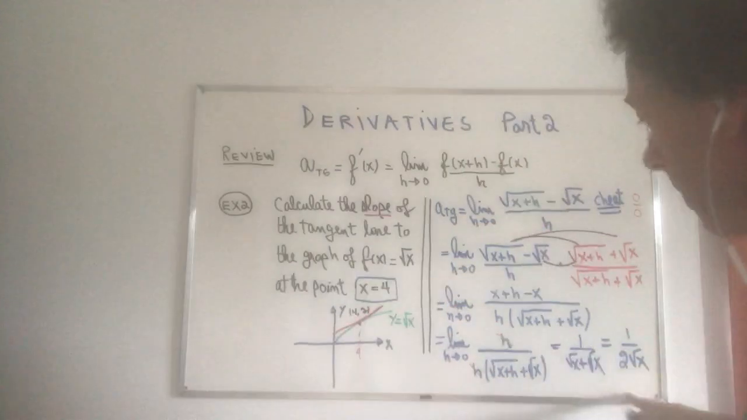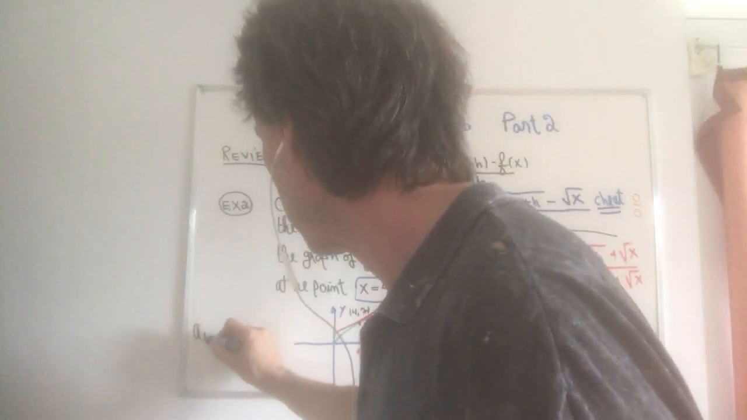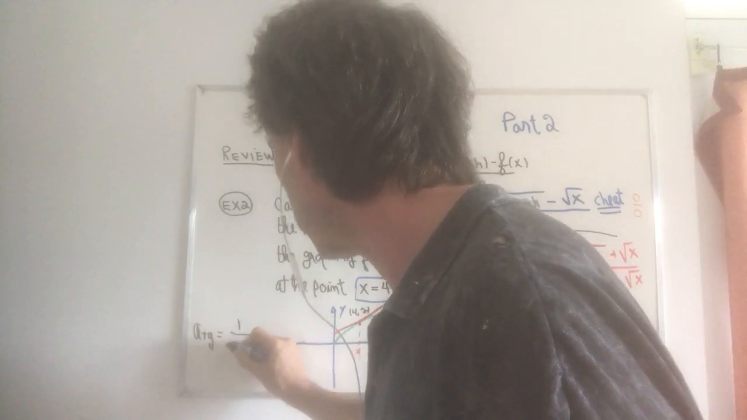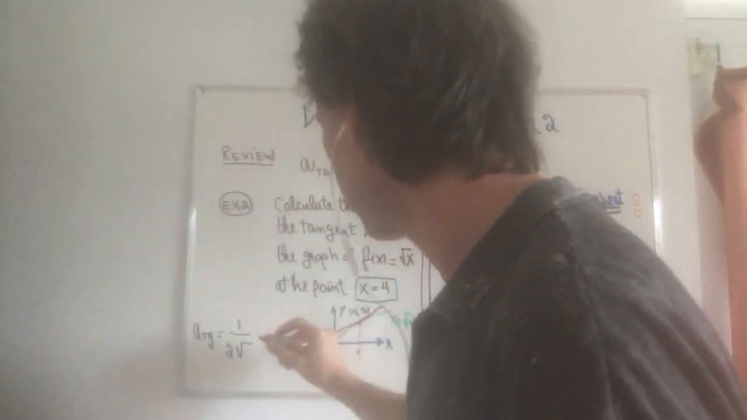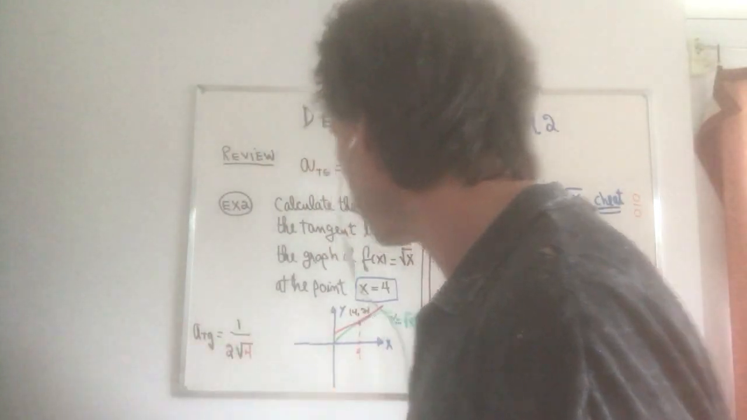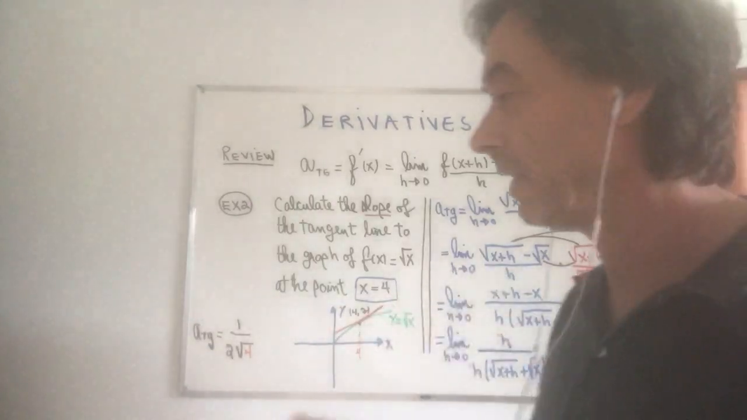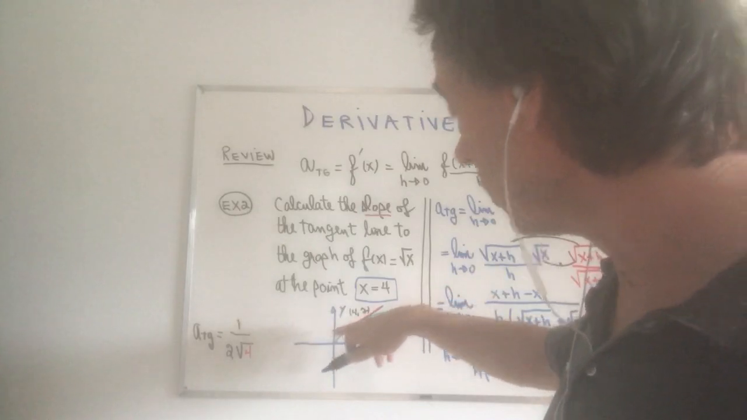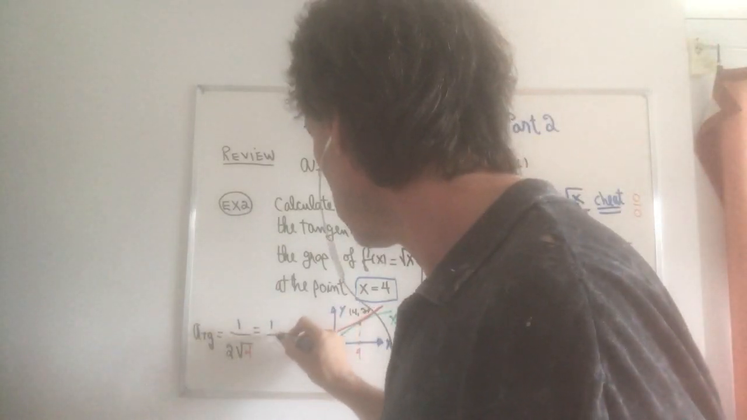So I'm running out of space here. I'm going to finish the problem over here. So the slope of the tangent line is 1 over 2 root x. But what is x? X is 4 from here, right? So the answer to the problem, what is the slope of the red line, the line that is tangent to the graph of root x? It is 1/4.